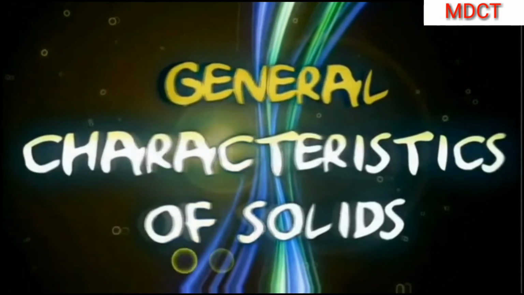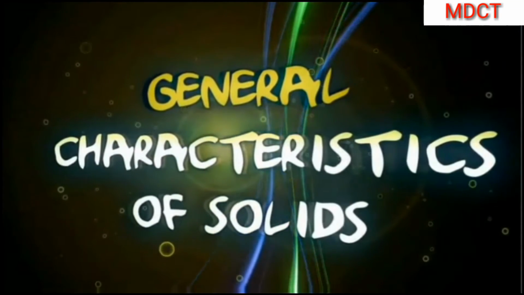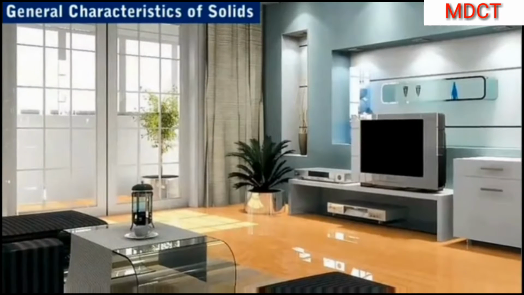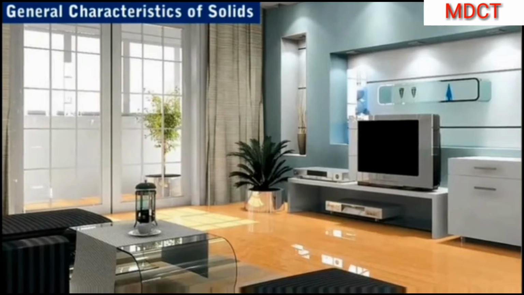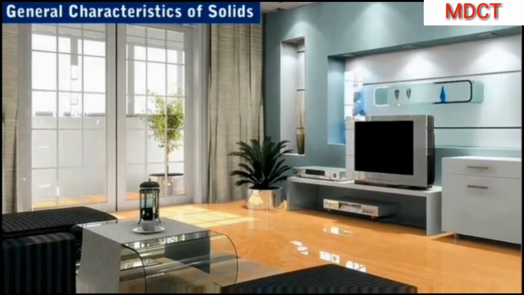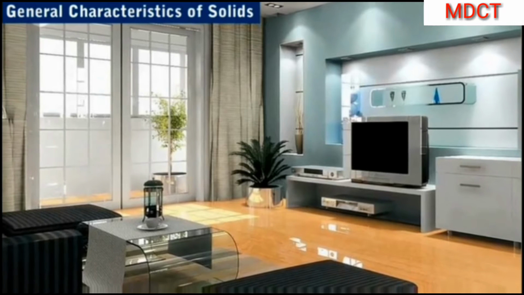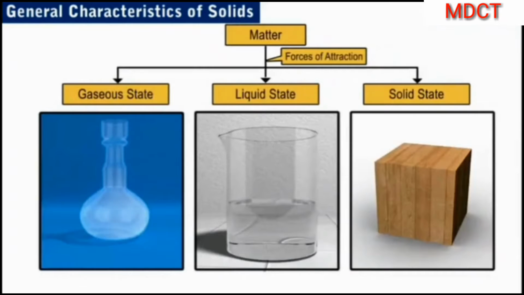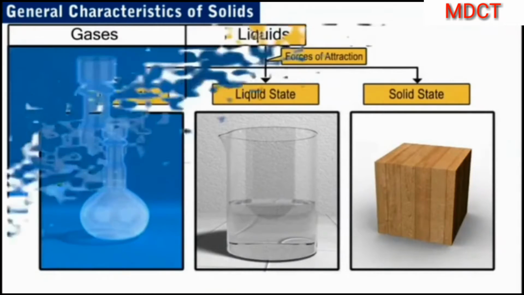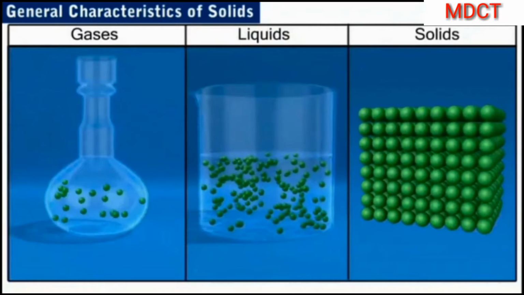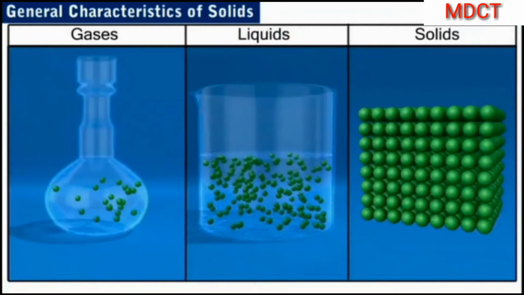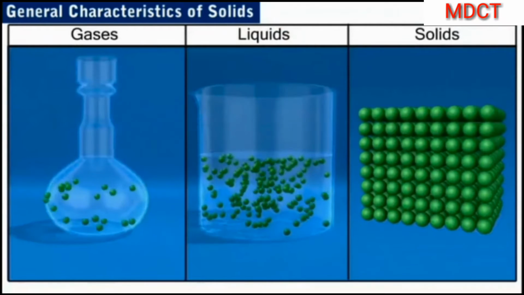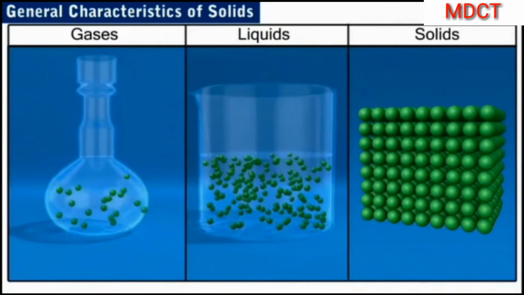In this module, we will be studying about the general characteristics of solids. As you know, based on the forces of attraction between the constituent particles such as atoms, ions, or molecules, the matter exists in three different physical states, namely gaseous state, liquid state, and solid state. You know that the constituent particles in gases and liquids are held together by relatively weak forces of attraction as compared to those in solids.